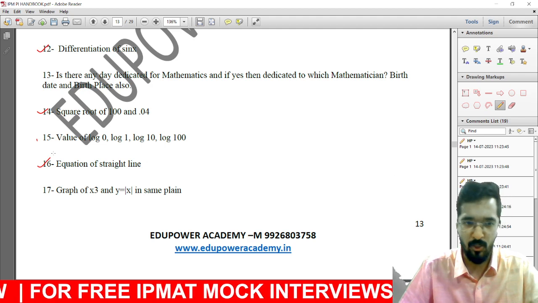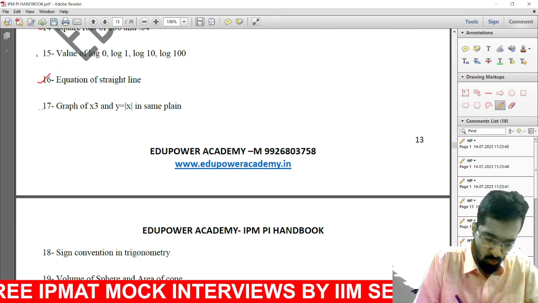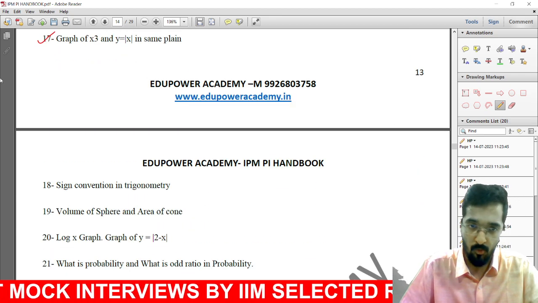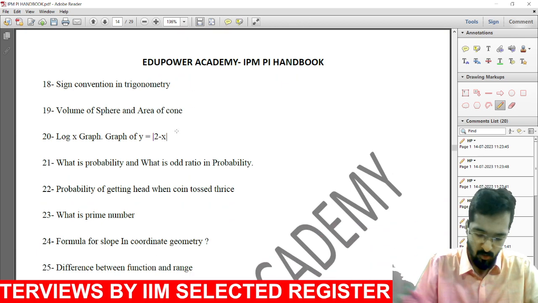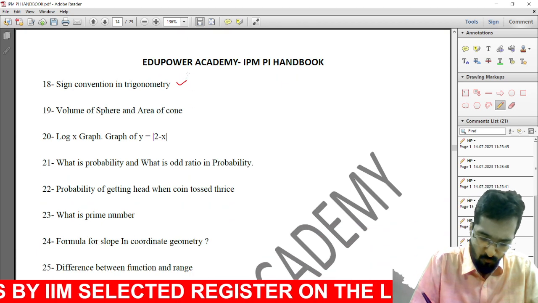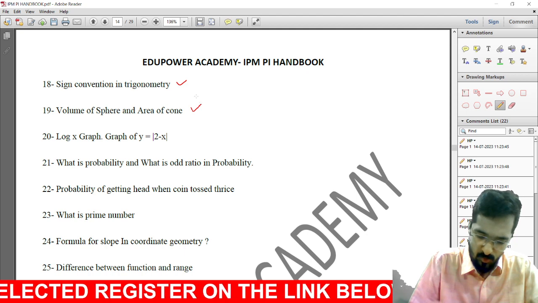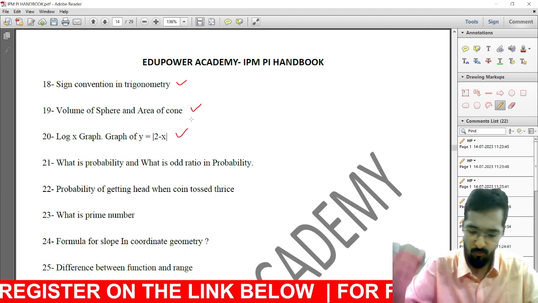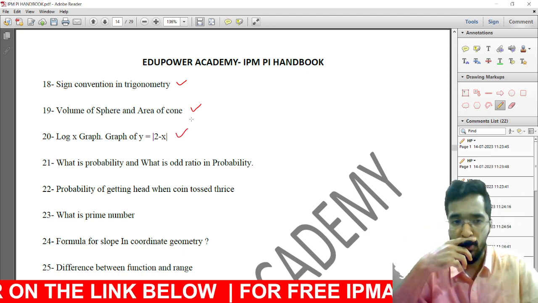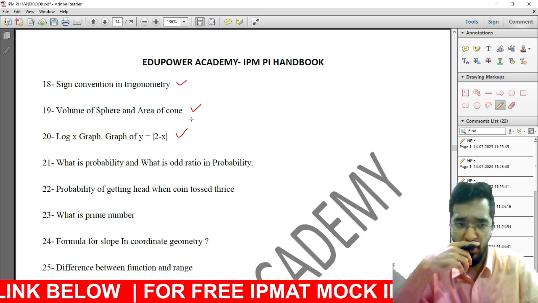So some geometry related questions. Graph of x cube, y equal to mod x. Again graph related questions. Then sine trigonometry again. Volume of surface area and cube, it's pretty easy. Log x graph and graph of y equal to modulus of 2 minus x. Again graphical questions are heavily asked.